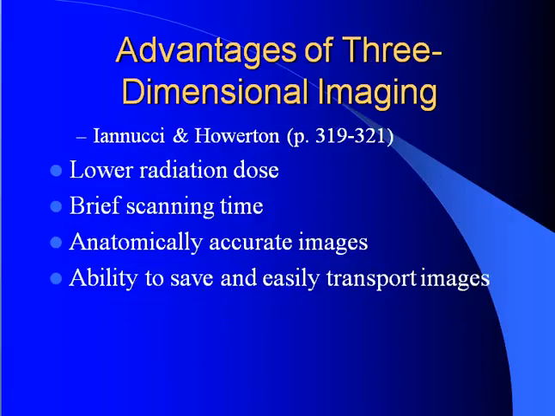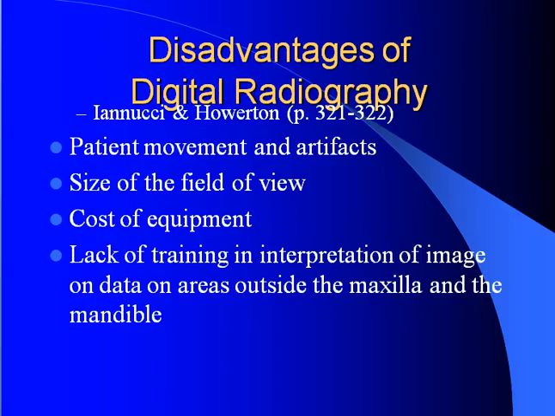The advantages of three-dimensional imaging are a lower radiation dose, a brief scanning time, anatomically accurate images, and the ability to save and easily transport images. The disadvantages are that as the patient moves, you get artifacts, the size of the field of view, the cost of the equipment can be exorbitant, and lack of training in the interpretation of images on the data outside of the maxilla and the mandible.